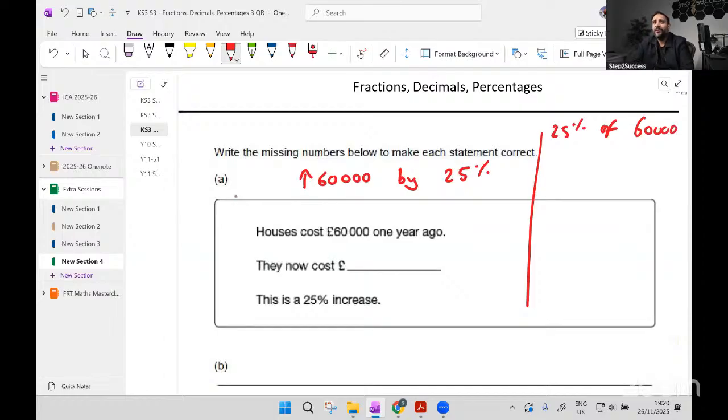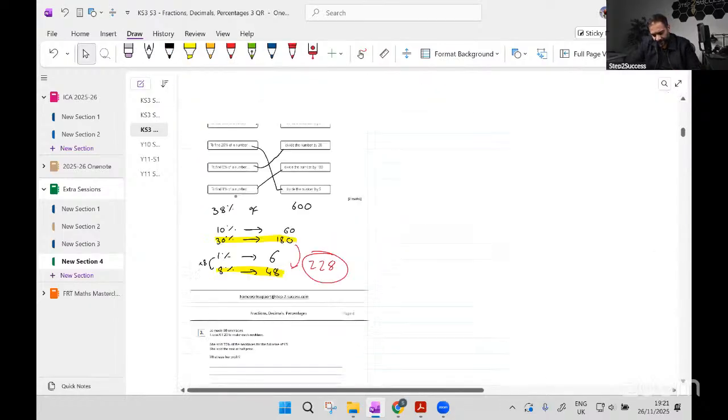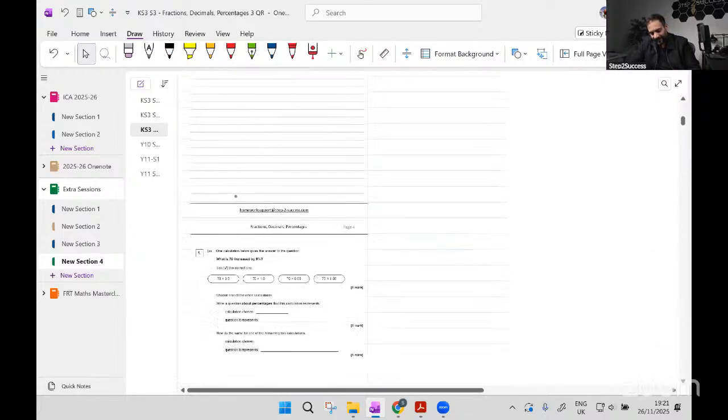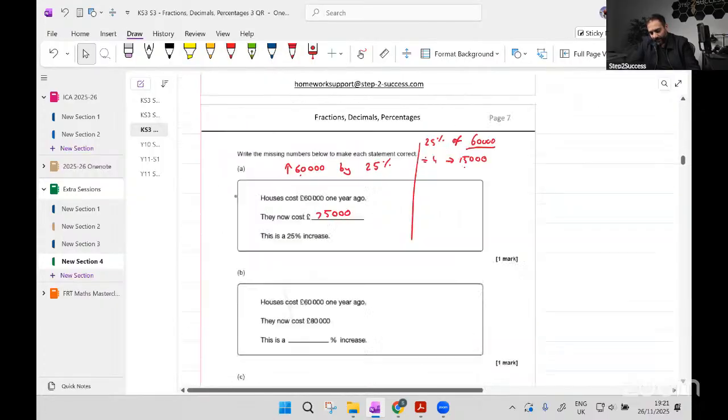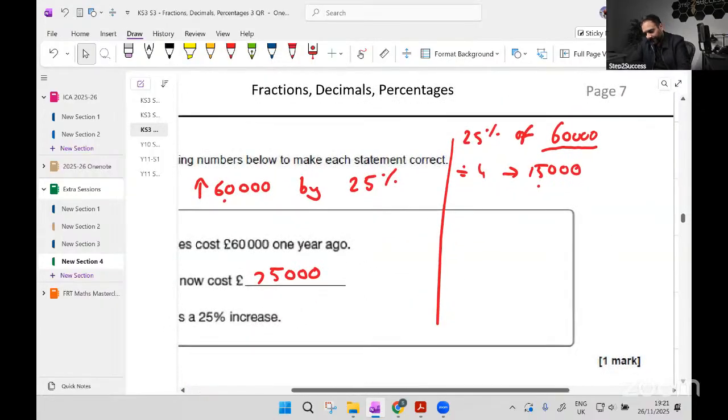To find 25% of a number, that's just dividing it by 4, right? And to divide any number by 4, you can halve it twice. So half of 60,000 is 30,000, and half of 30,000 is 15,000. So if we have increased by 25%, in this case, that's an increase of 15,000, which means that they now cost 60,000 plus 15,000, which is 75,000. Alternatively, I think we put on the front of this particular booklet, we did calculator allowed. There is a quick way to increase by 25% if you have a calculator. Let me get my calculator.